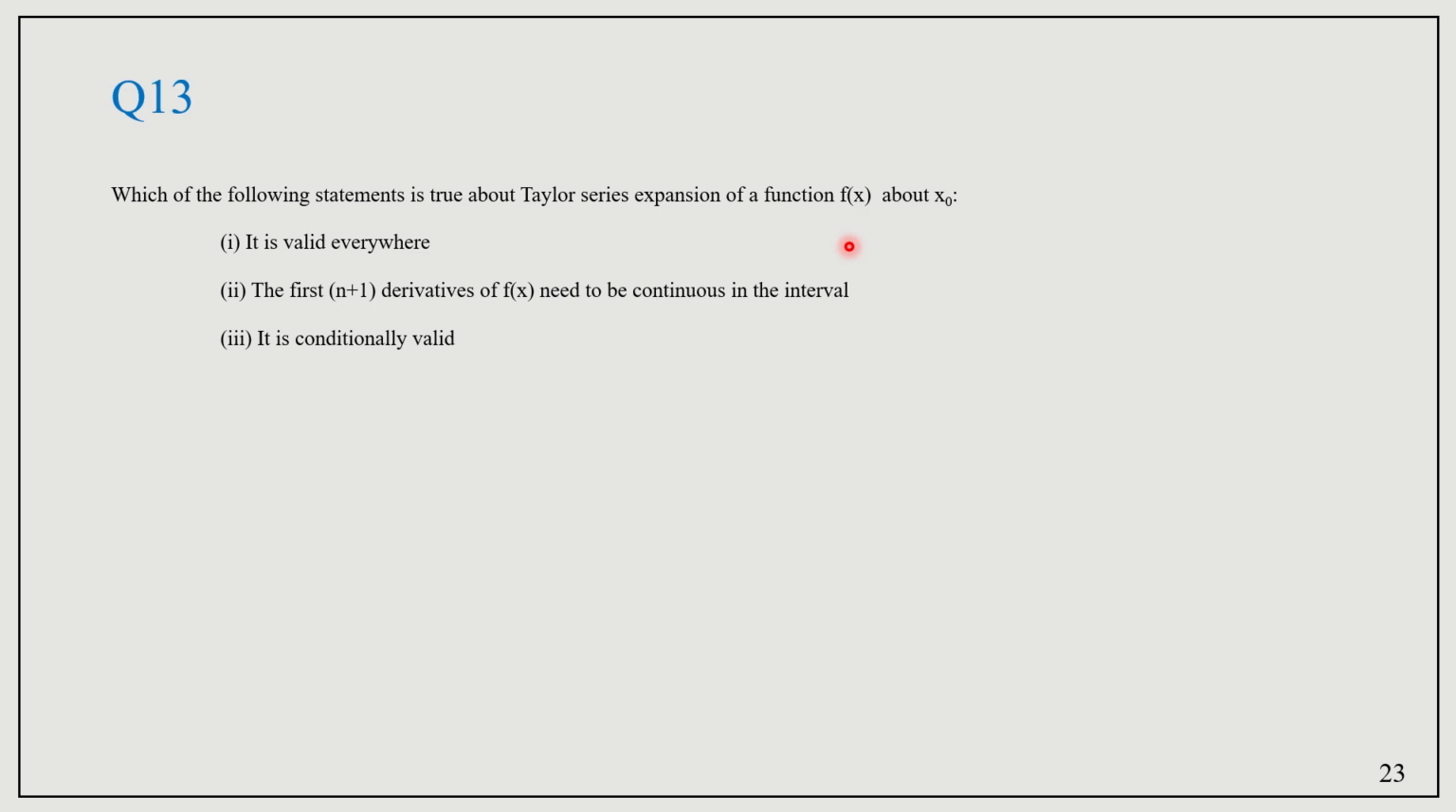Okay, so these are the three statements. We need to identify which of the following statements is true. First one, what is given, it is valid everywhere. And what is asked, which of the following statements is true about Taylor series expansion of function f of x about x naught.